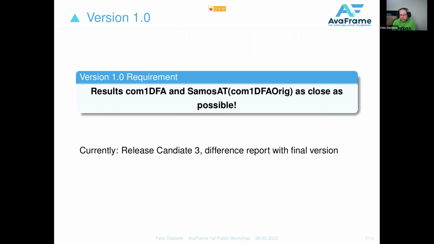We won't be able to do a 100% fit, but as close as possible. And the current status that we have is that we have a release candidate for the version 1.0 out. And with the final version of 1.0, we will also publish the different support where we show how we investigated or made sure that our version and SamosAT COM1 DFA ORIC version are as close as possible. This will be then published on our homepage.